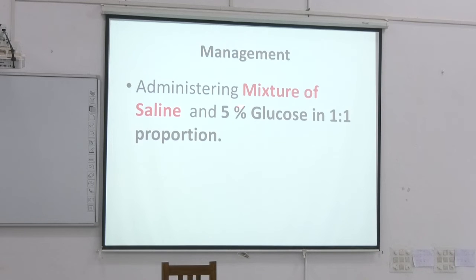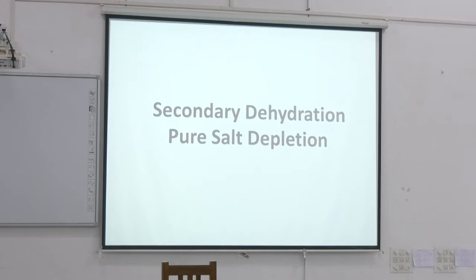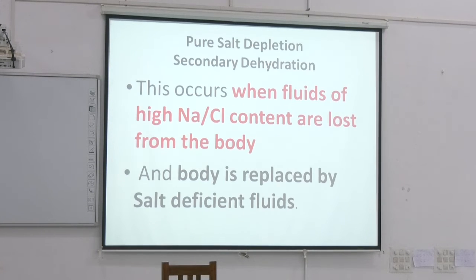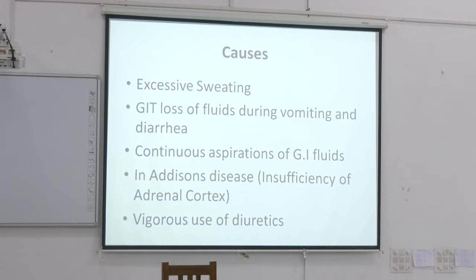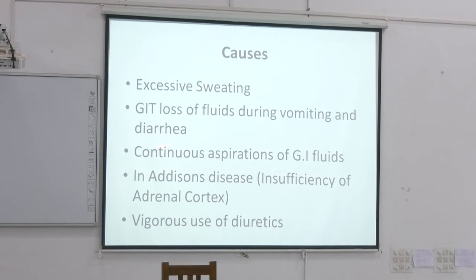Management: we provide normal saline solution and 5% dextrose in a 1:1 proportion. Secondary dehydration is ultimately a pure salt deficit condition, and the causes are excessive sweating, GIT loss of fluid during vomiting and diarrhea, continuous aspiration of GI fluids, Addison's disease, and insufficiency of the adrenal cortex.